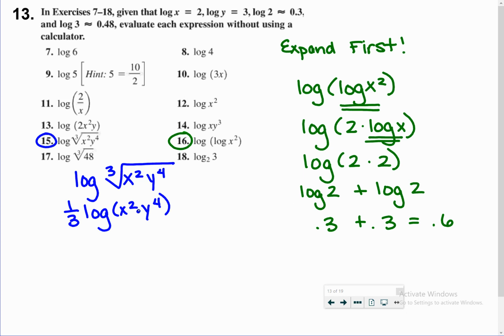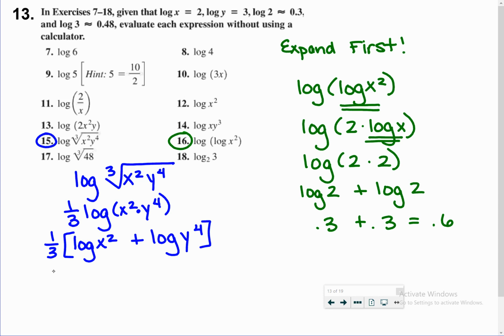Okay, and they're multiplied, so when I separate them, it's going to become what, though? It's going to change the operation. It's going to become addition. Yep, so it's 1/3, and then it's going to be log of x squared plus log of y to the 4th. And there's one more thing we can do to expand this. What else can I do?